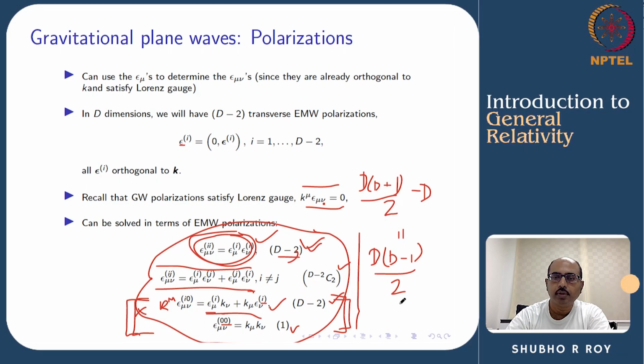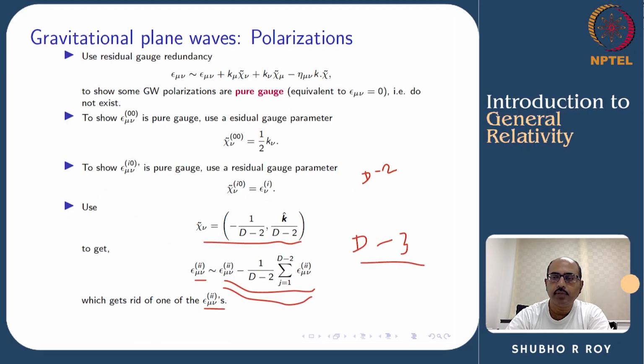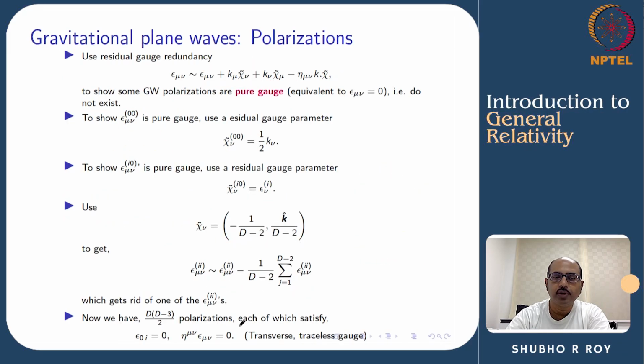D minus 3 added to d minus 3 plus this d minus 2 choose 2. If you add them, you get d times d minus 3 over 2 polarizations, each of which will satisfy these two conditions. That is, the 0i components will all be 0. It will be obvious, but please check.